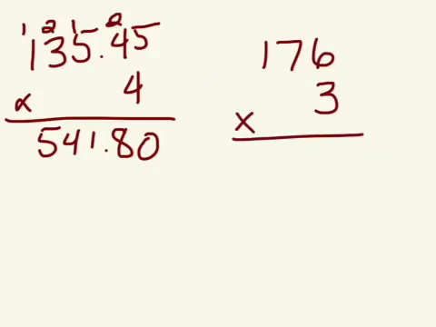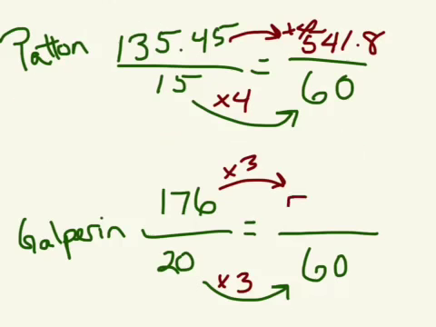So here's my problem, 176 times 3. 3 times 6 gives me 18. Regroup. 3 times 7 is 21, plus 1 more is 22. Regroup. 3 times 1 is 3, plus 2 more gives me 5. So 528 miles. That becomes my numerator here, 528 miles.